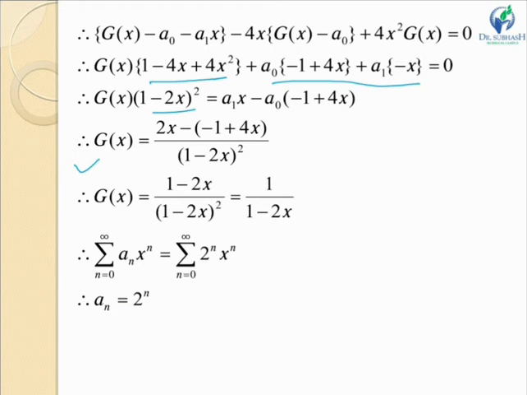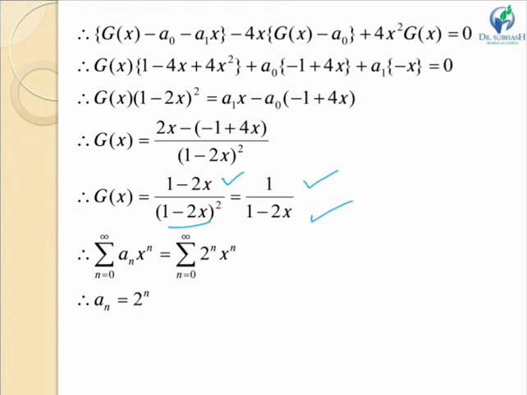So g(x) will be equal to minus (minus 1 plus 4x) upon (1 minus 2x) square. Now again, on simplification of this term, I get (1 minus 2x) upon (1 minus 2x) the whole square. Now on solving this, I get 1 upon (1 minus 2x).